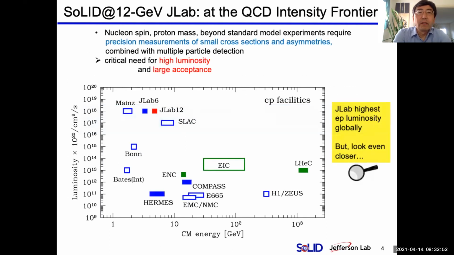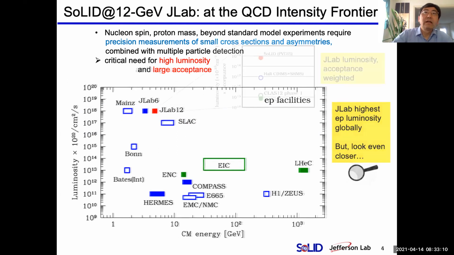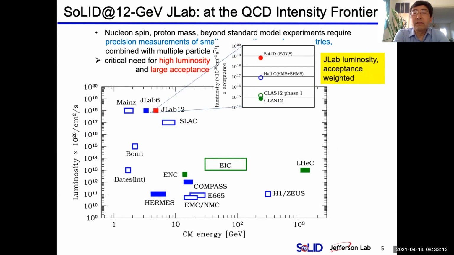Okay, for the introduction, you probably already heard that JLab 6 to JLab 12, compared with all the other electron lepton scattering facilities, has the highest luminosities. But if you look more closely, also with acceptance weighted for parity violation DIS type of experiment, you will see SoLID, the newly proposed one, can have large acceptance and handle luminosity up to 10^39. So it's orders of magnitude more than what HERMES and CLAS12 can do.